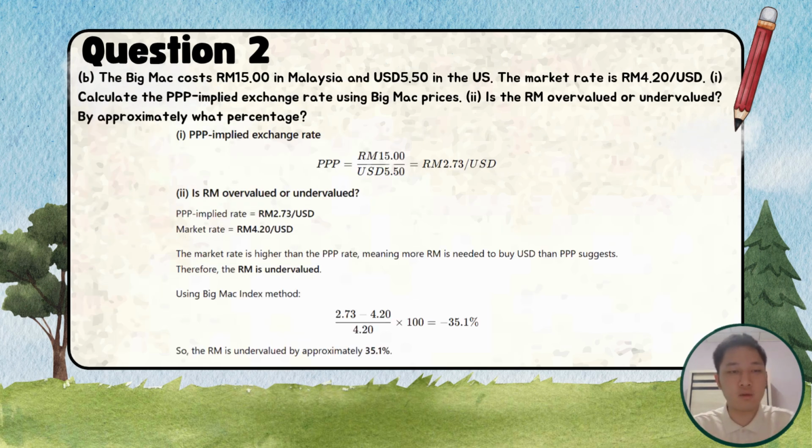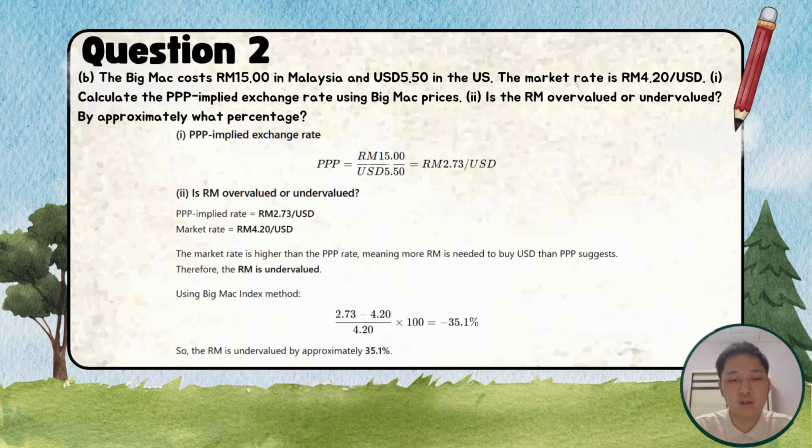Question 2b, the Big Mac costs 15 ringgit in Malaysia and USD 5.50 in the United States. To calculate the BPP implied exchange rate, I divide the Malaysian price by the US price. So 15 ringgit divided by USD 5.50 equals 2.73 ringgit per USD. This means that based on Big Mac price, the fair exchange rate should be around 2.73 ringgit per USD. However, the actual market exchange rate is 4.20 ringgit per USD.